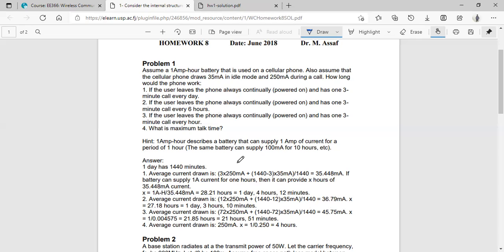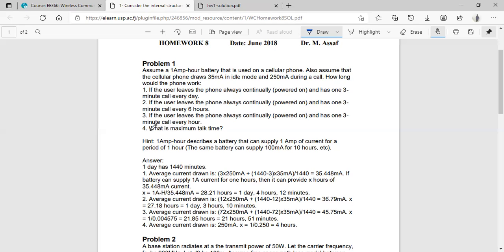So again, finding the number of hours. 1 ampere hour divided by 45.75 milliamps will give the number of hours of operation that can be delivered by that particular battery. In this particular case, that is going to give us 21.85 hours, which equates to basically 21 hours and 51 minutes.